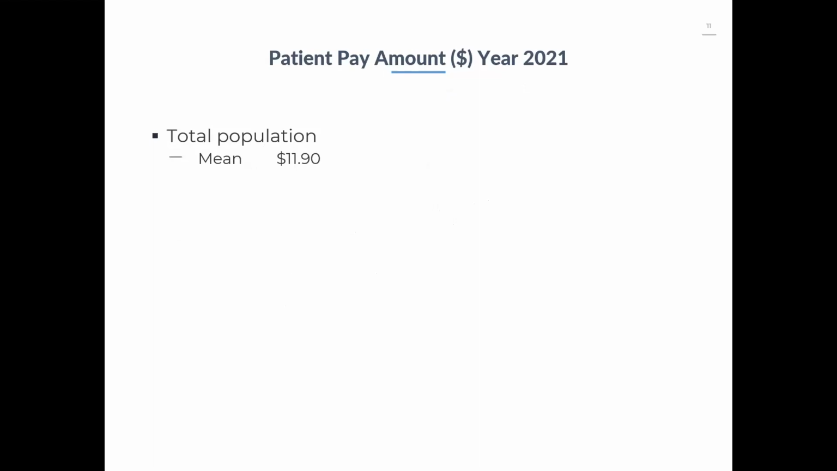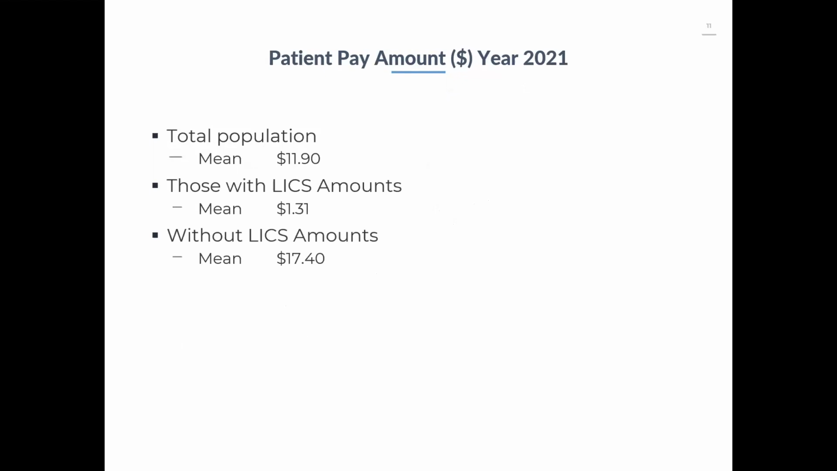The mean patient pay amount in 2021 was $11.90. But if you break that out, separate the population into those with the low income subsidy and those without, the mean diverges quite a bit. Those with a low income subsidy only paid $1.31 on average, while those without paid about $17.